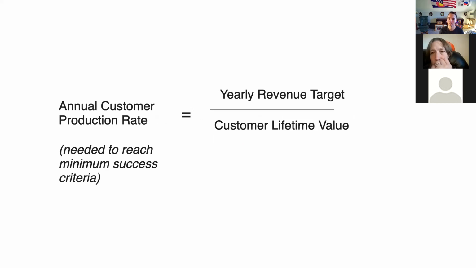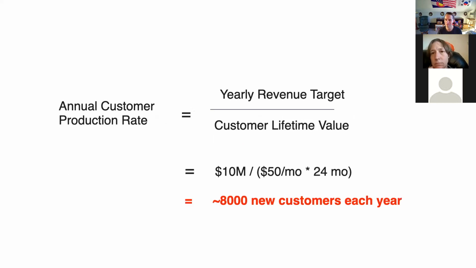Attrition, churn. So this is a better way to think about the customer production rate. How many annual new customers do we need to create every single year in order to be at that $10 million annual recurring revenue consistently? It's a very simple calculation: yearly revenue target, $10 million, divided by the customer lifetime value. So now we need to think about lifetime.